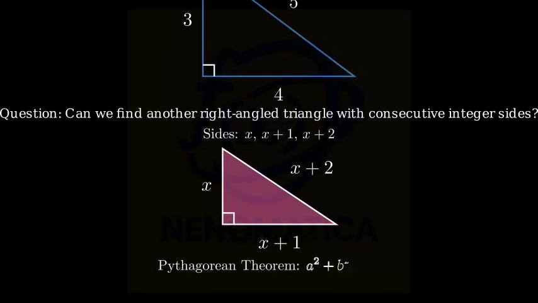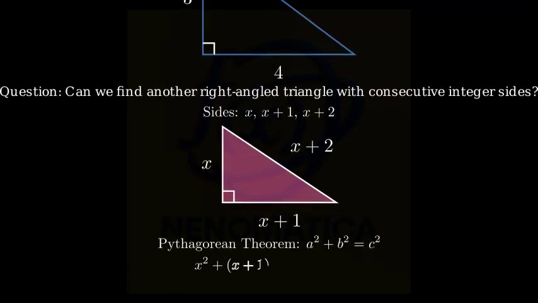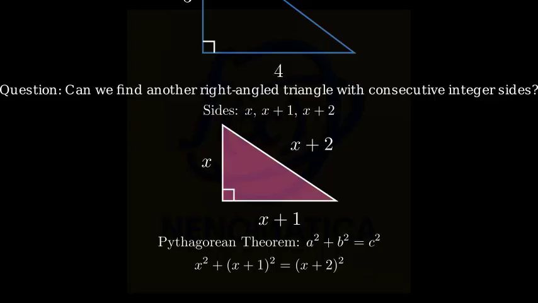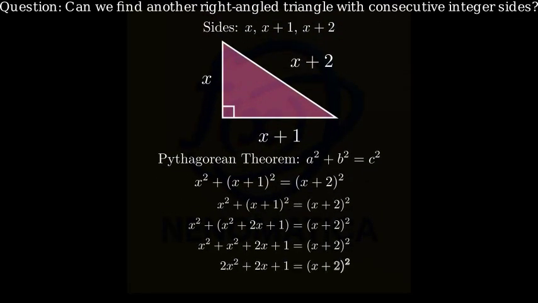Now, to find the value of x, we can use the Pythagorean theorem, which states that in a right-angled triangle, the square of the hypotenuse equals the sum of squares of the other two sides. So we can write x squared plus (x plus 1) squared equals (x plus 2) squared. Now, let's expand this equation to solve for x. On the left side, we have x squared plus the square of x plus 1. Let's expand this: (x plus 1) squared equals x squared plus 2x plus 1. So the left side becomes x squared plus x squared plus 2x plus 1, which simplifies to 2x squared plus 2x plus 1.